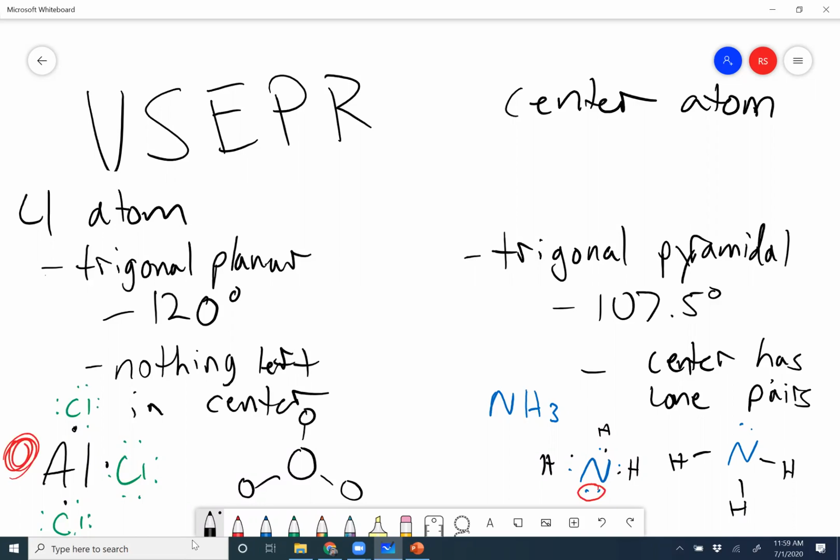And the reason why it looks like a pyramid is it looks kind of like where this one's coming at you, and then that one over there is going away from you. So it looks kind of like a pyramid. So 4 atoms, nothing left, planar. Something left, pyramidal.